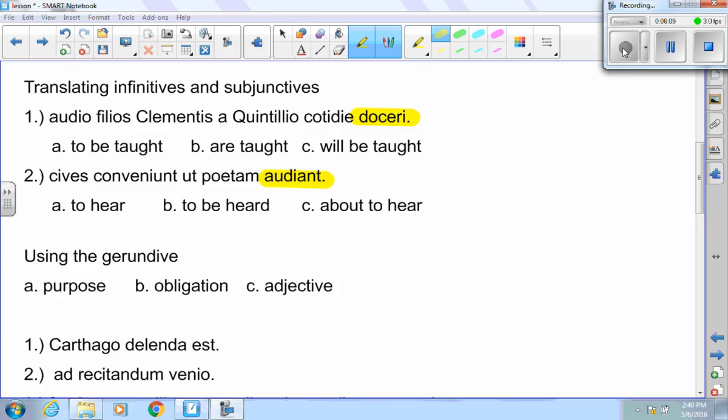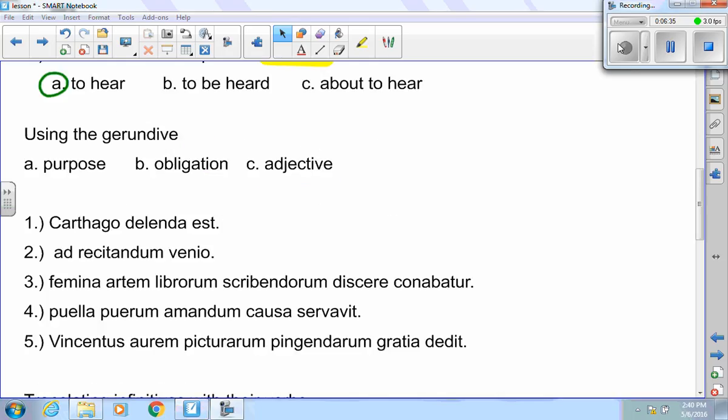You pick. Number two, I have audiant. That is a present subjunctive. It needs to be translated as the same time as the main verb convenit, which is present tense. So it needs to be present and active. You guys pick those and see what you got. You should have chosen B for number one, docetur. That is passive, and that is present tense. You have two here for audiant. That is present, and that is active.